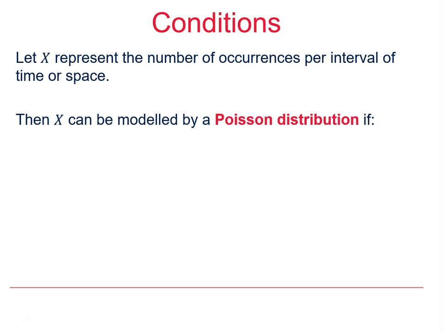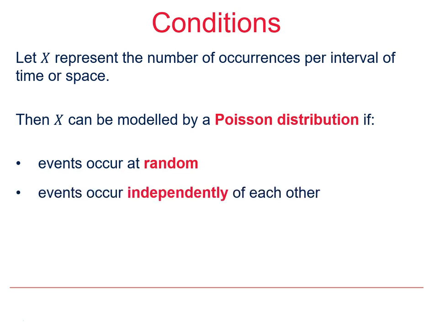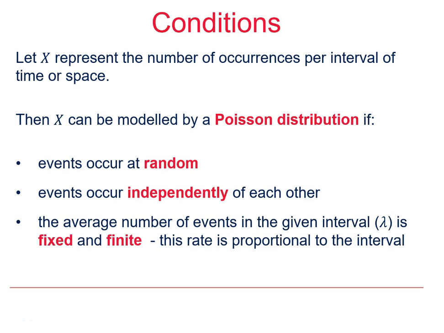So if we consider a random variable x, such as the ones we've looked at before, representing the number of occurrences in a time or space interval, x can be modelled by a Poisson distribution if those events occur at random or can be assumed to do so. If the events occur independently of each other, so one random event occurring has no influence on the likelihood of another random event occurring. And also the average number of events in a given time or space interval, and as I mentioned when we looked at GeoGebra, that average actually is the Poisson parameter lambda. That must be constant, and that rate lambda is proportional to the interval.